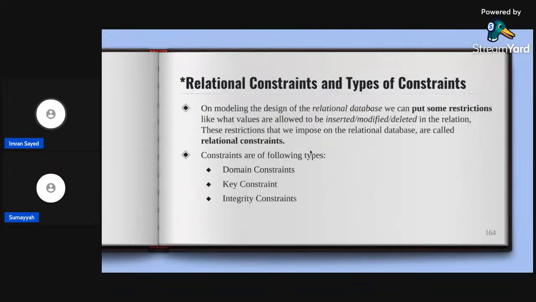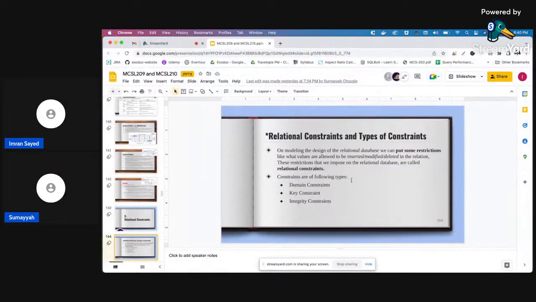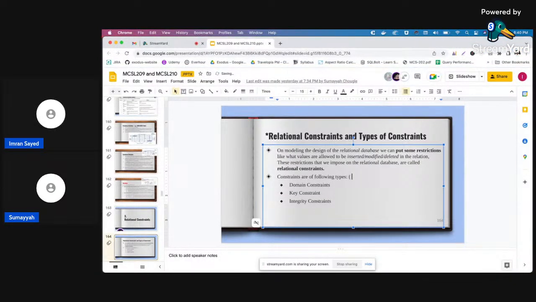So we have domain, we have key, and we have integrity. DKI. Try to remember it like that. You can also shorten it like this. What's the short form of I don't know? IDK, right? I is integrity, D is your domain, and K is your key.